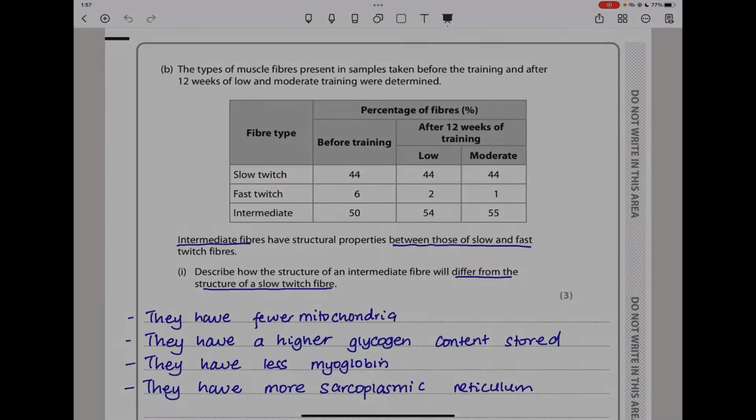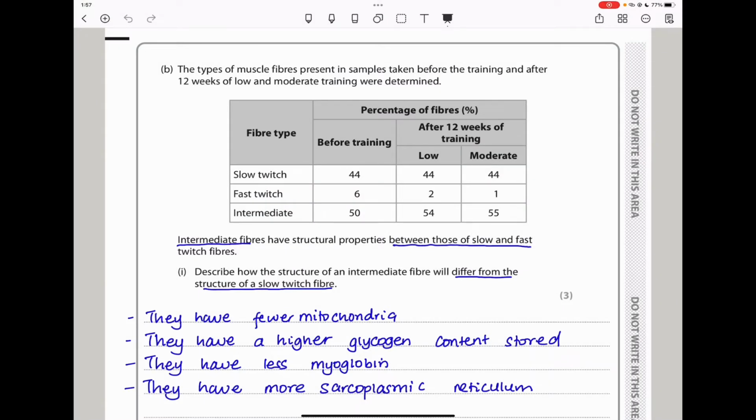Let's move on. B, the type of muscle fibers present in samples taken before the training and after 12 weeks of low and moderate training were determined. So this table here shows us the slow twitch before training as well as after 12 weeks of training, the percentage of the fibers that are present. So this is percentage of slow twitch, the percentage of fast twitch, and the percentage of intermediate twitch. We can see before training and after training whether low or moderate, the slow twitch are exactly the same percentage.